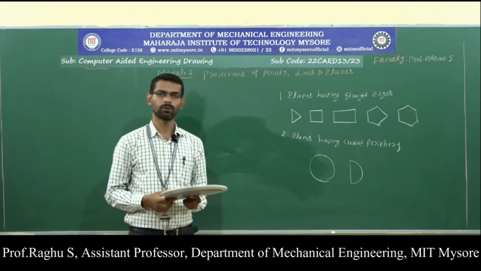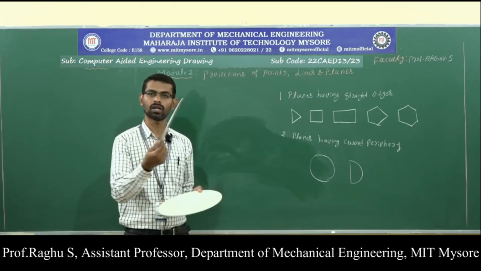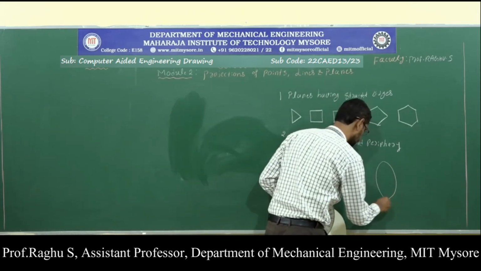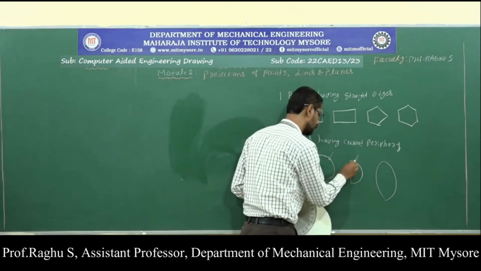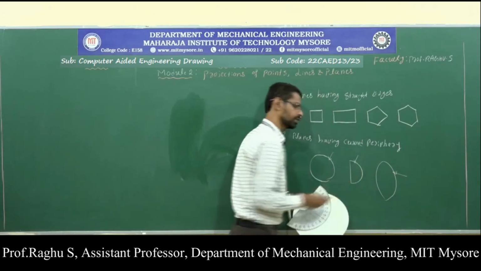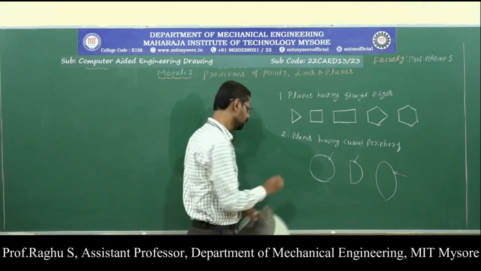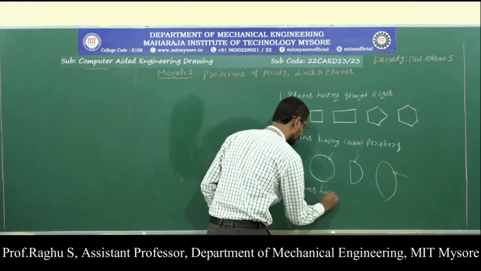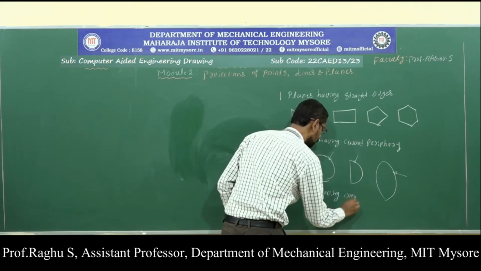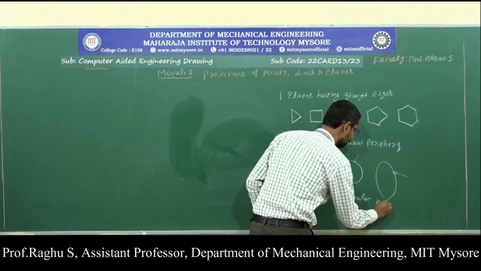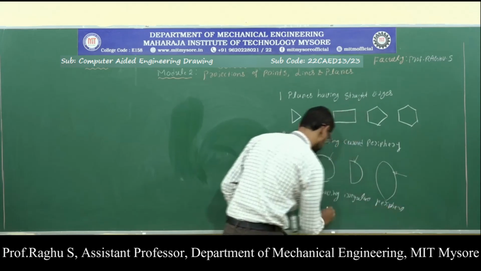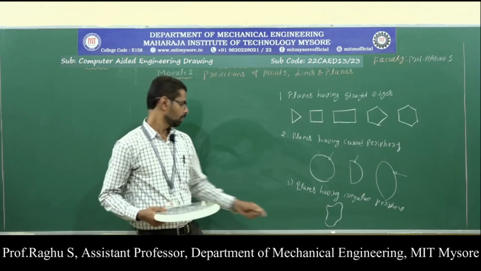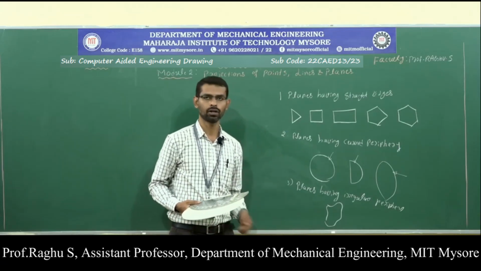Planes having curved periphery, example: circular lamina, semicircular lamina and ellipse. Here these are all curved surfaces. Next, planes having irregular periphery. Example: irregular periphery lamina. This is the example for plane having irregular periphery.